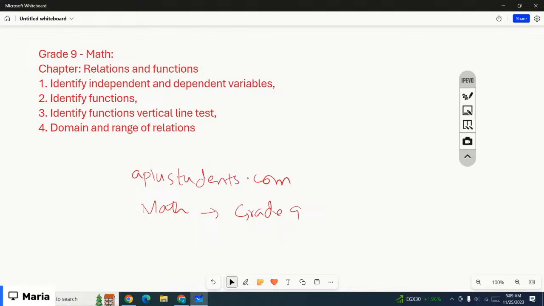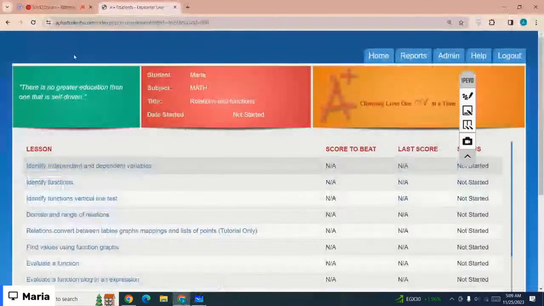We're going to start with the chapter relations and functions. The lessons we're going to cover today are identify independent and dependent variables, identify functions, identify vertical line test and domain and range of relations. Let's start with the first lesson, that is identify dependent and independent variables. So here I am on grade 9 math. The chapter we're working on is relations and functions, and we're going to start with the first lesson, identify dependent and independent variables.